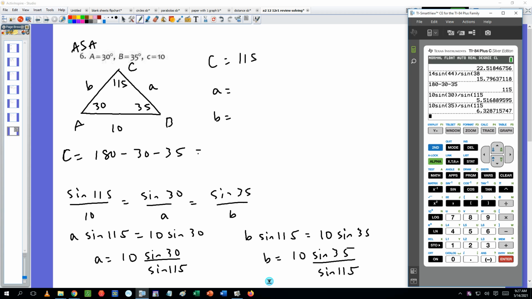So A is 5.5169 and B is 6.3287. That 7 doesn't round up. Hey, we made a key.